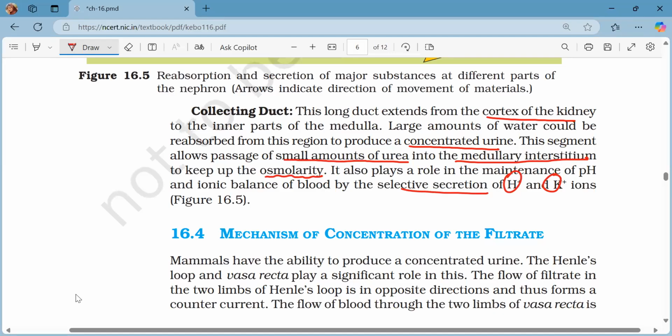See what the ducts do. It's very important to remember each of the ducts, because this can be asked: what is the function of PCT? What is the function of DCT in terms of the filtrate formation and all of that? So you should know and you should remember all of these things. Clear?